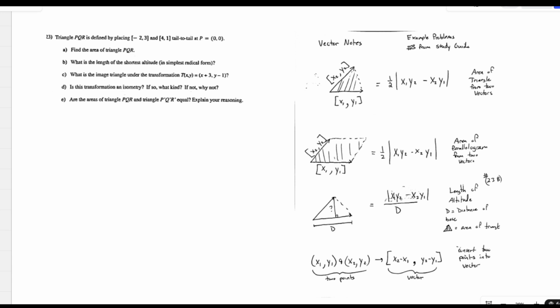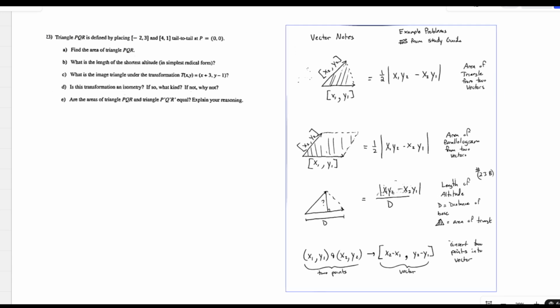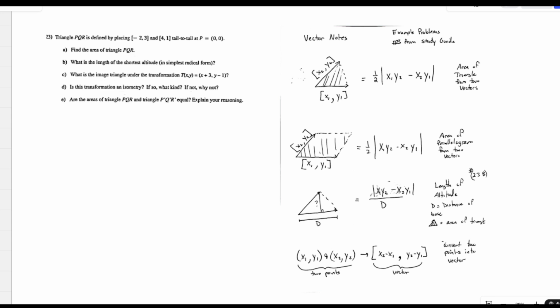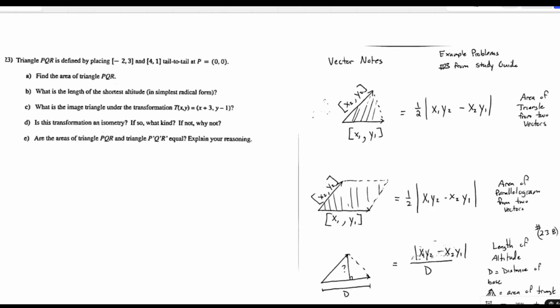This first one is vectors. I've got a vector note sheet right here, which is available at the link in the description. If it's not in the description, read the comments. So I'm surprised there's not more vector questions. It looks like this is the only one.